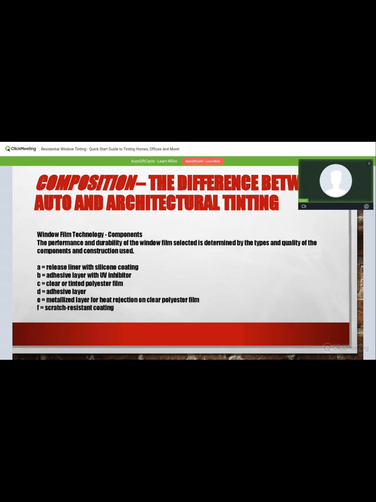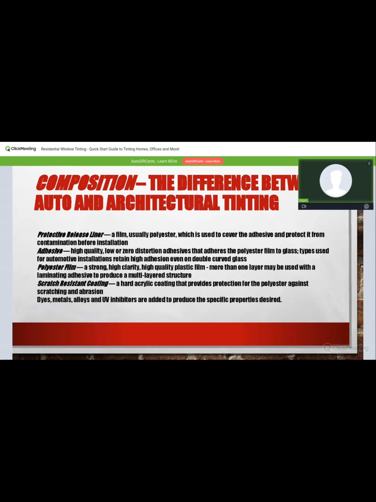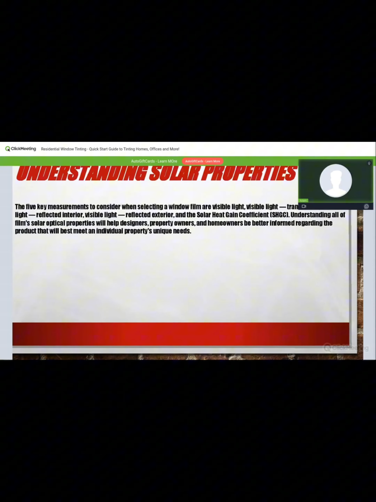Next, the composition, the difference between auto and residential. Just like automotive film, there's a release liner, there's an adhesive layer, there's a clear tinted polyester film, an adhesive layer, and then there's a metallized layer for heat rejection on the clear polyester film. This is what gives it its reflective coating, so it reflects the actual film. I don't want to go too much into the composition of how the film is actually made up. More of it was to give you that idea of how film is different, how we're going to apply it differently, how to determine if the window is going to have a low-E coating, and then also, more importantly, what to quote with the actual windows.